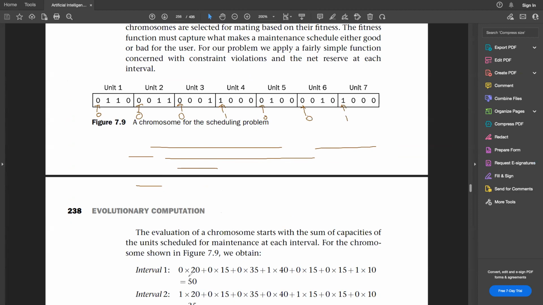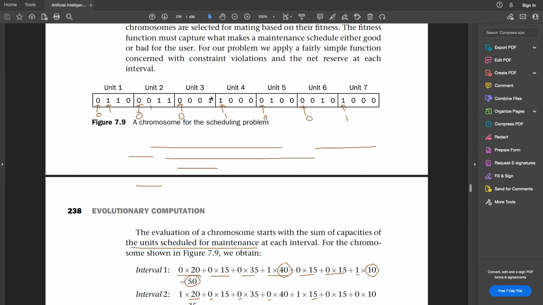So for interval 1, we are trying to see the sum of the capacities of the units that are scheduled for maintenance. For unit 1 we had 0, unit 2 is 0, 3 is 0, but 4 is 1, so we multiply with the capacity of 4. 5 is 0, 6 is 0, 7 is 1, so we multiply with the capacity of 7, and this gives us a total capacity of 50. For interval 2, unit 1 is there, so we get its capacity. Unit 2 is not there, so it is 0. Unit 3 is 0, 4 is 0, 5 is there, so we get its capacity.